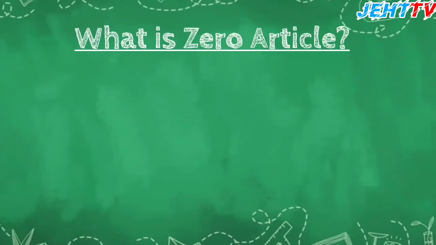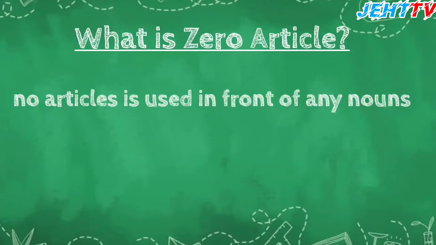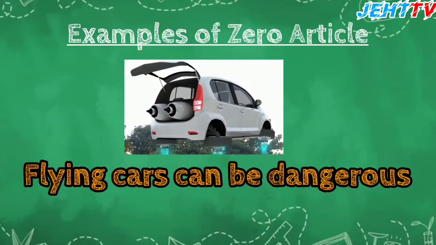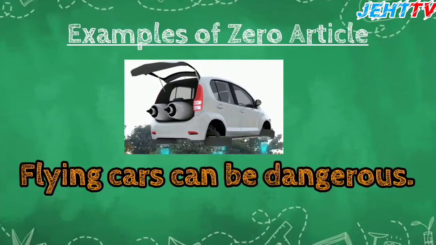Now, the last article is zero article. So what is zero article? Zero article means no article is used in front of any nouns. Let's look at some of the examples of zero article. Let's look at the first example. Flying cars can be dangerous.